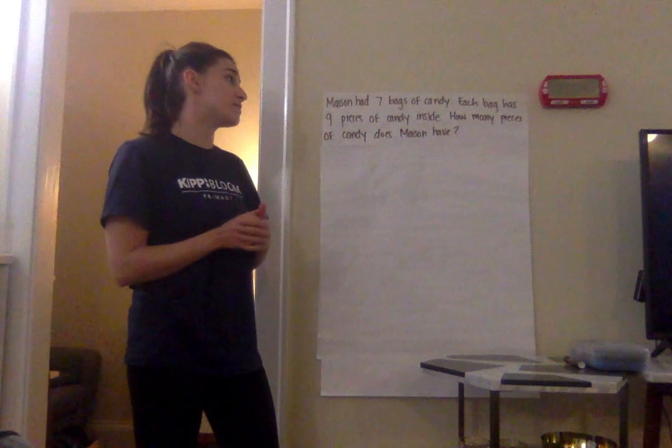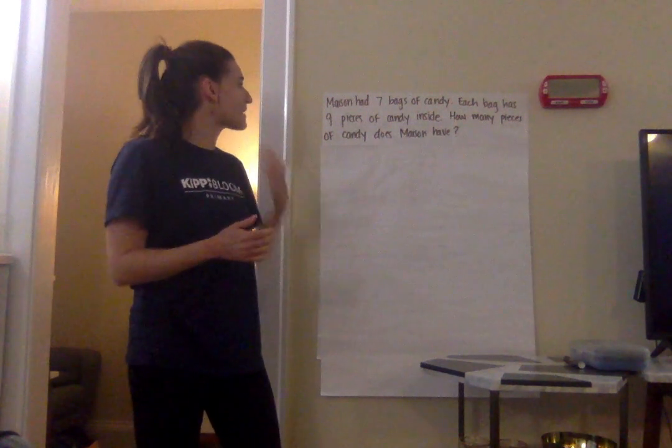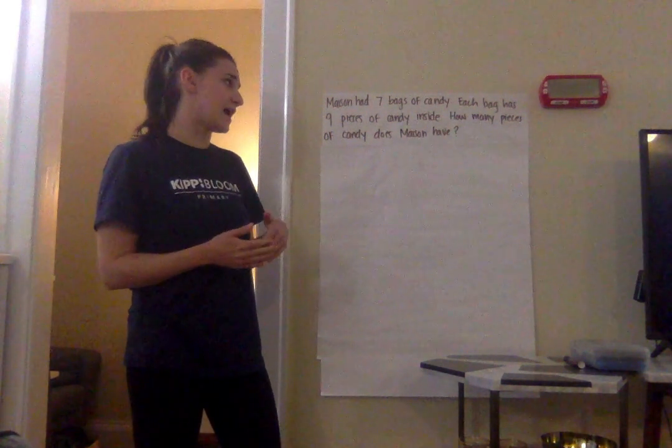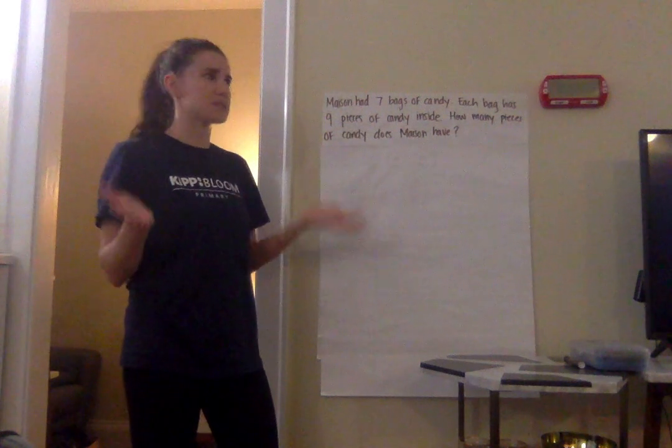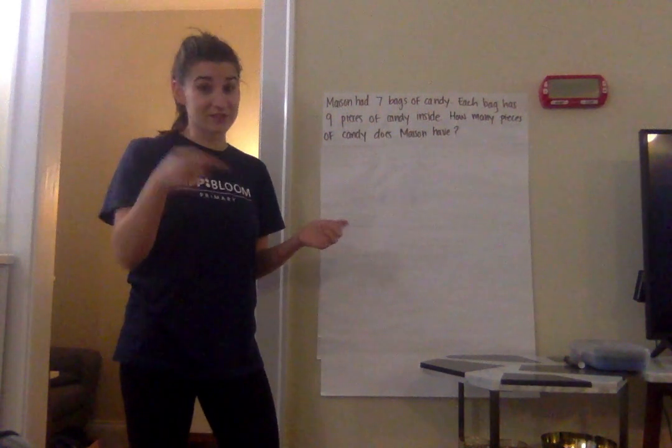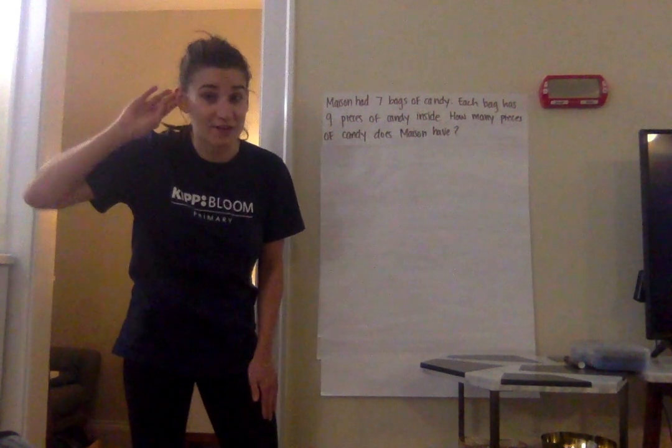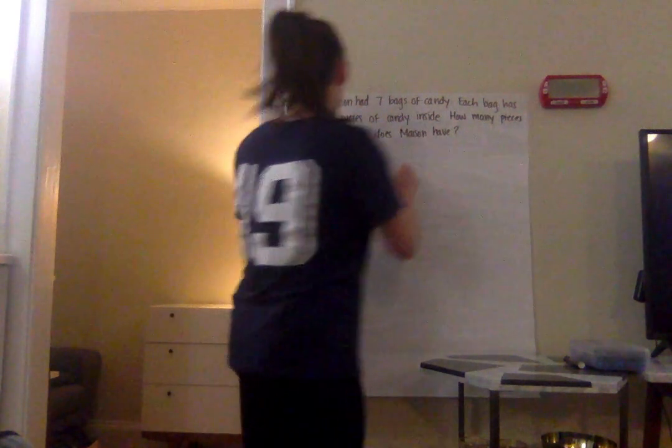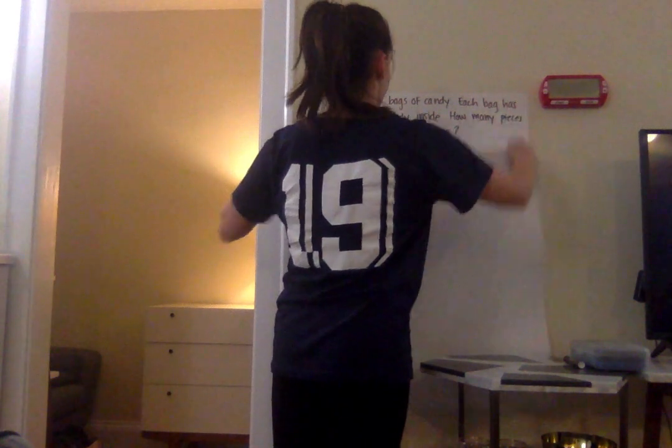Mason had 7 bags of candy. Each bag has 9 pieces of candy inside. How many pieces of candy does Mason have? Your turn to tell it to me. I'm going to cover it back up, and I want to hear it in your own words. All right. Tell it to me in your own words, Kipsters.